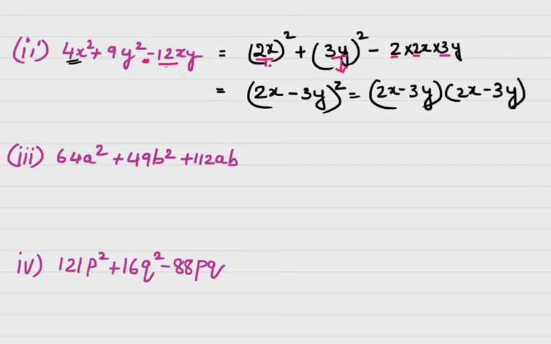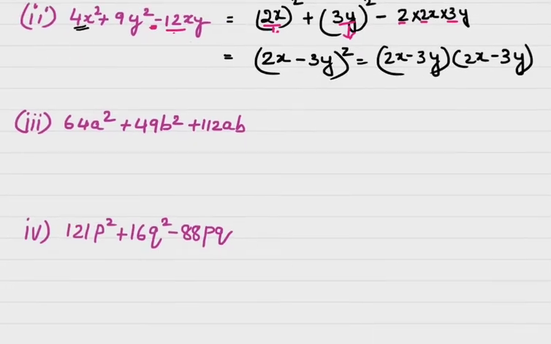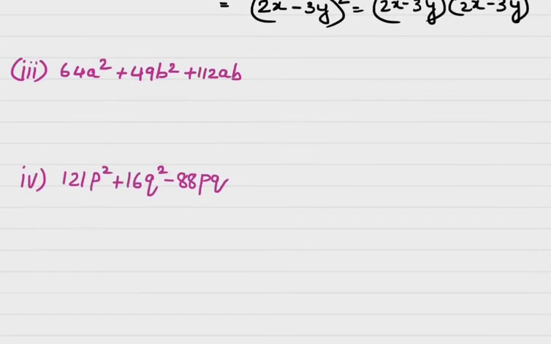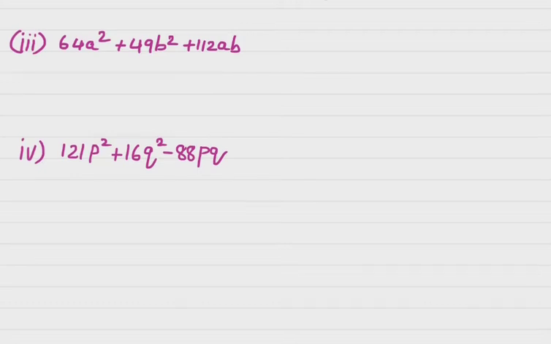Okay. Now see the next question. 64a square plus 49b square plus 112ab. Children, you can see that here you have three terms and all the terms are positive. And see, if you break this first one, you'll come to know that 64a square means it is 8a whole square, plus 49b square means it is 7b whole square.